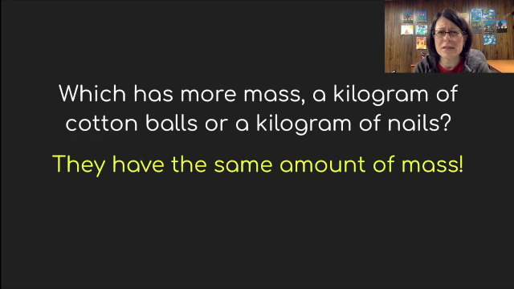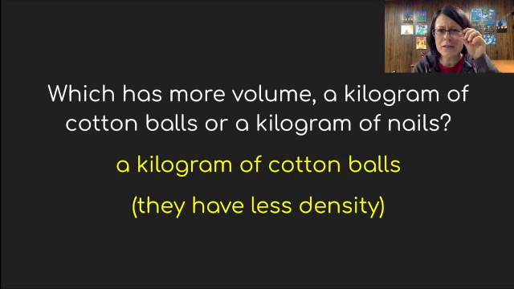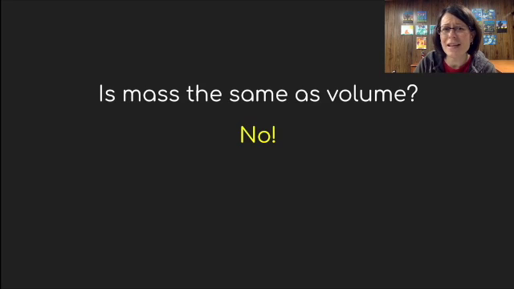Now also, let's consider this question. Which has more mass, a kilogram of cotton balls or a kilogram of nails? The answer is they have the same amount of mass, because it's a kilogram, they have the same number of atoms in them. But here's a similar question. Which has more volume, a kilogram of cotton balls or a kilogram of nails? The answer is a kilogram of cotton balls. They have less density, so they're going to take up more space. So, are volume and mass the same? No, they are not. They are different quantities. They measure different things.